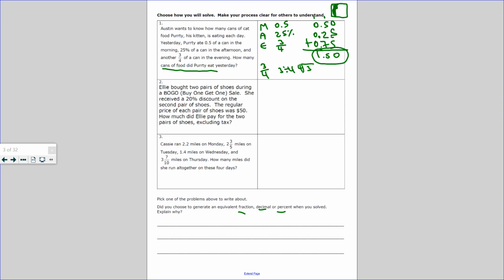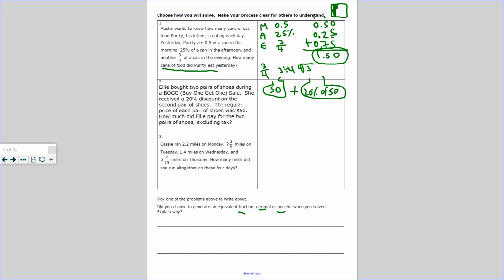Ellie bought 2 pairs of shoes during a buy one, get one sale. She received a 20% discount on the second pair of shoes. Oh, it's a buy one, get one sale. The regular price of each pair of shoes was $50. How much did Ellie pay for the 2 pairs of shoes? So the first shoe is $50. The second shoe, she will save 20% of $50.